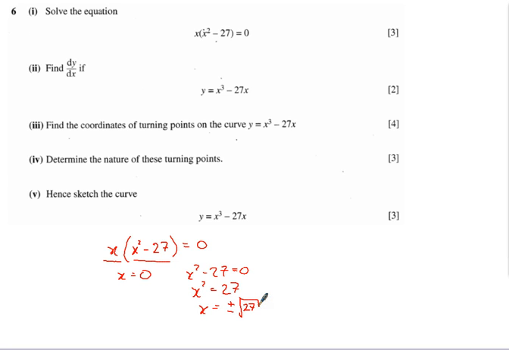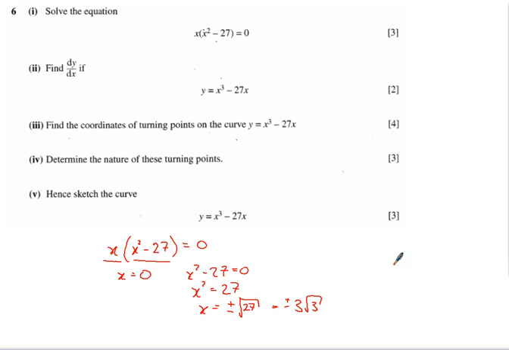Now root 27, we should be able to simplify that a wee bit further, because root 27 is root 9 times root 3, which is 3 root 3. So our answer here is plus or minus 3 root 3. So first part, x equals 0 or x equals plus or minus 3 root 3.